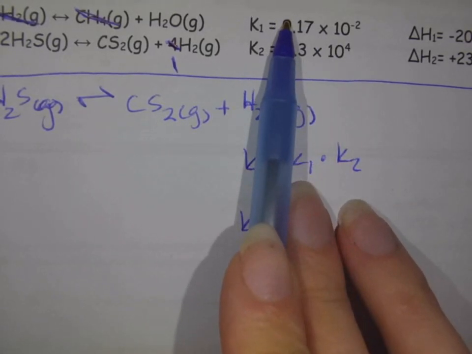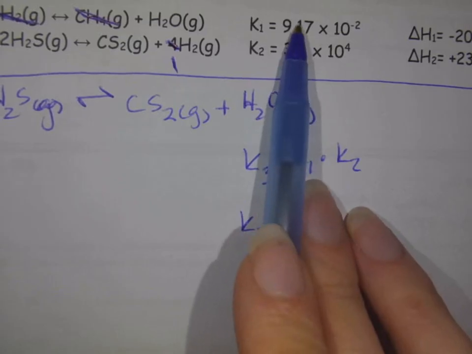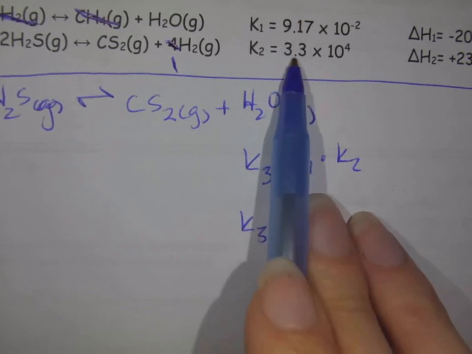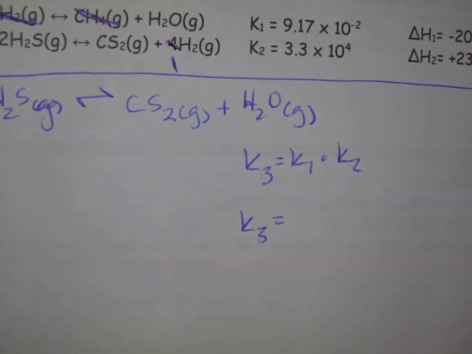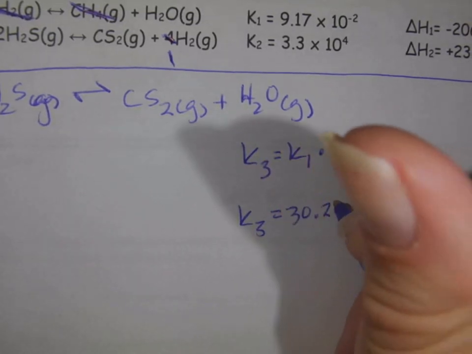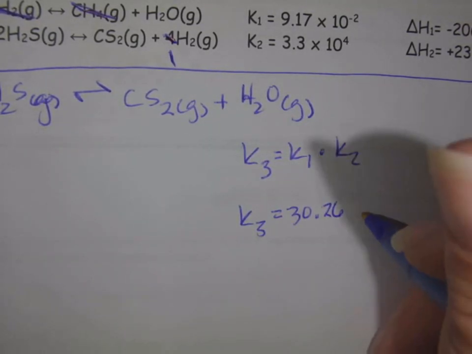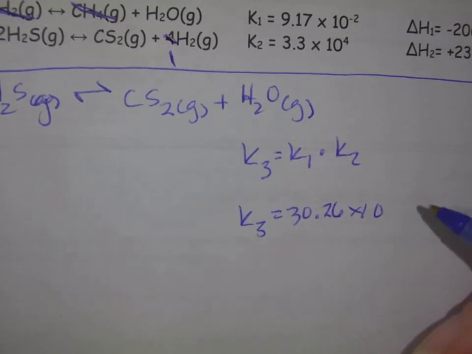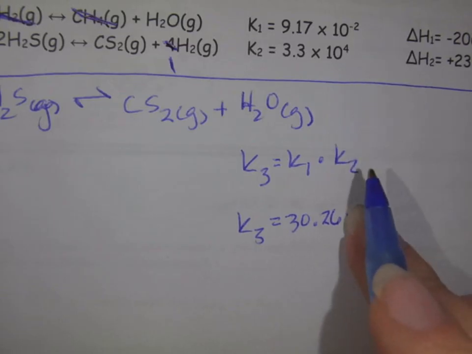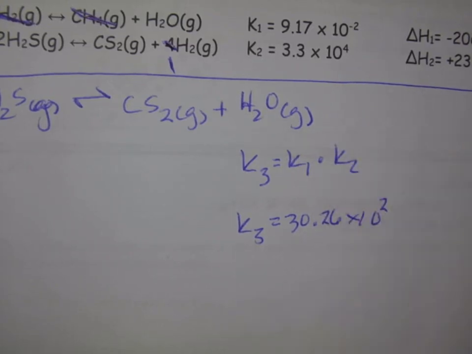If you're multiplying numbers in scientific notation, a way to do it without a calculator is that you multiply the coefficients. So you can do like 9.17 and times it by 3.3. And so this would be 30.26, etc. And then you do times by 10, and then it's the exponents added together. So -2 plus 4, and so then that would be a 2.